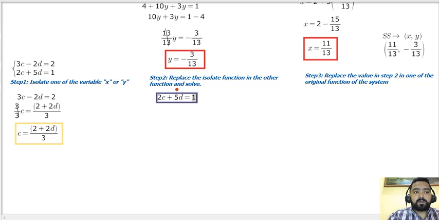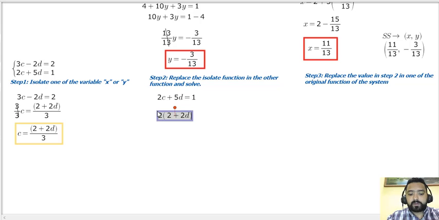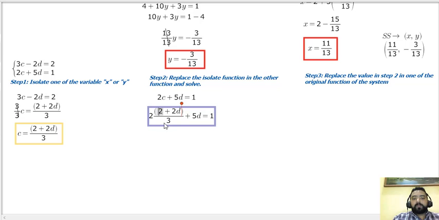So it's 2, and with an open parenthesis, we're going to put 2 plus 2d over, remember this one is over 3, plus 5d equals 1. This is the first step. 2, this 2 is this one, plus 2d, plus (2 plus 2d) over 3 plus 5d equals 1.